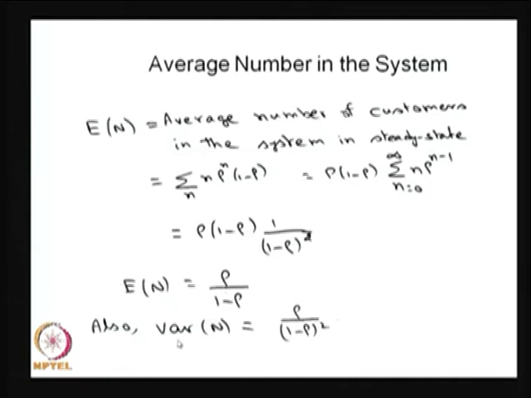and also one can get the variance of the number of customers in the system. For that you have to find out the E of n square, then using that formula you can get the variance of n also. So, here we are getting the mean and variance of the number of customers in the system in steady state.